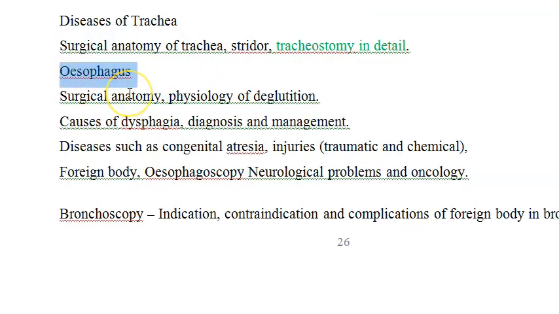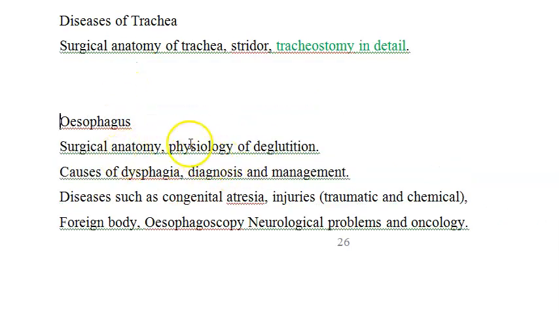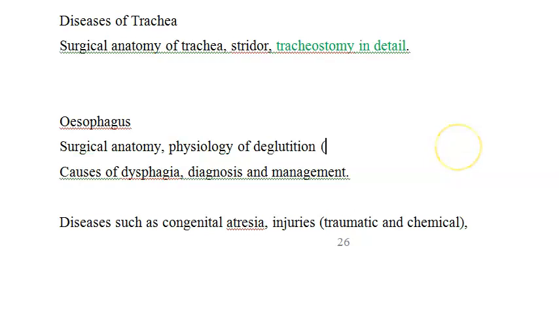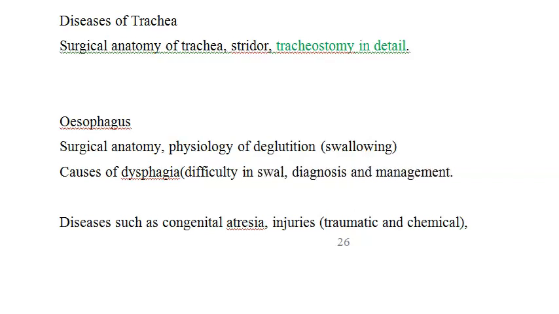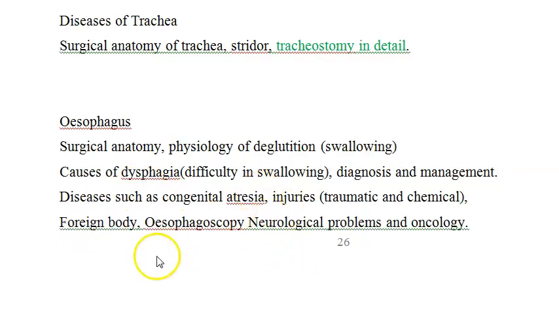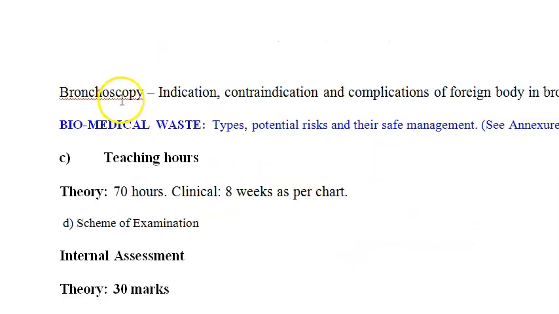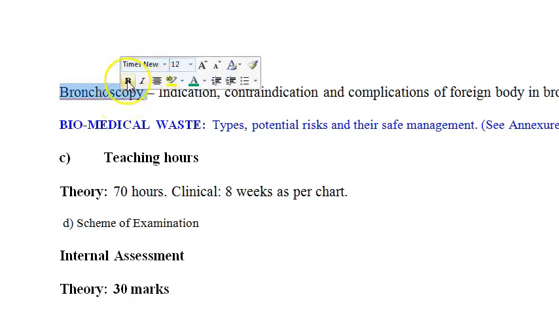Esophagus. Now they're coming to esophagus. Again, anatomy here, physiology of deglutition, that is swallowing, right? And what is dysphagia? Dysphagia is difficulty in swallowing. All this should be known. Swallowing. Okay. Then you should know diseases like congenital atresia. Foreign body, again, always foreign body, esophagoscopy, neurological problems and oncology. Bronchoscopy, indications, contraindications, complications of foreign body in bronchus. So you should know bronchoscopy.